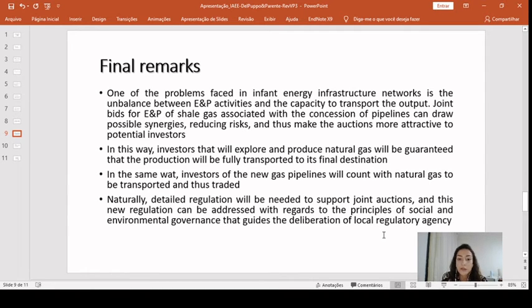In this way, investors that will explore and produce natural gas will be guaranteed that the production will be fully transported to its final destination. In the same way, investors in the new gas pipeline will count on natural gas to be transported and thus traded. Naturally, detailed regulation will be needed to support joint auctions, and this new regulation can be addressed with regard to the principle of social and environmental governance that guides the liberation of local regulatory agents.